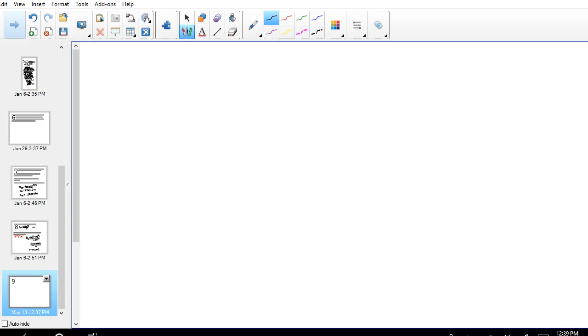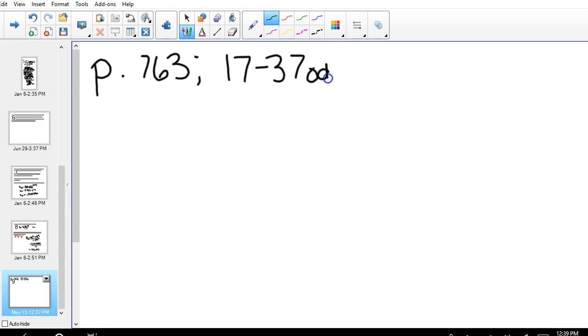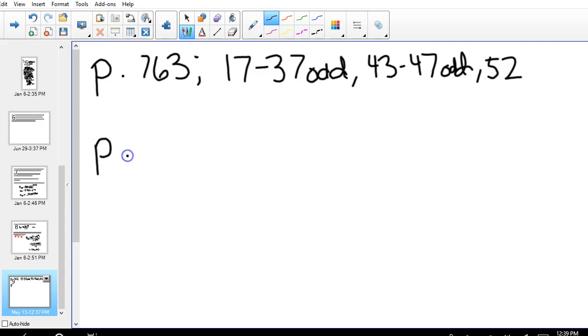So the homework is going to be page 763. You're going to do 17 through 37 odd, 43 through 47 odd, and then number 52. All of those are going to be arithmetic sequences because our book does these in separate sections.